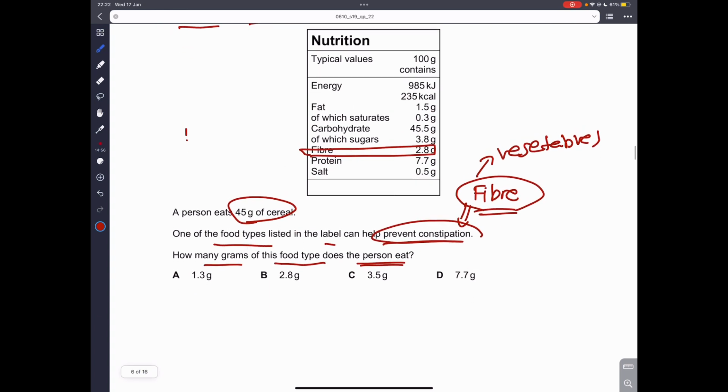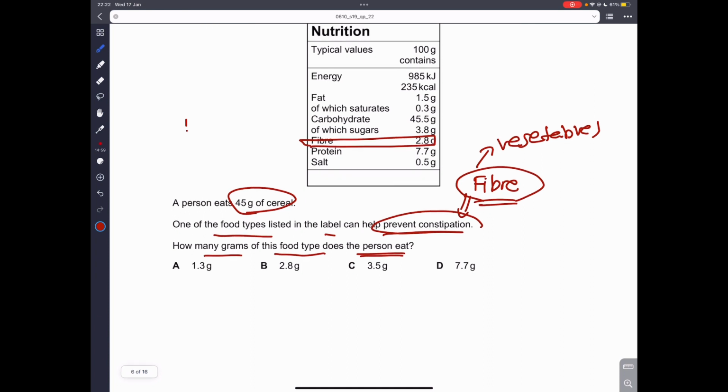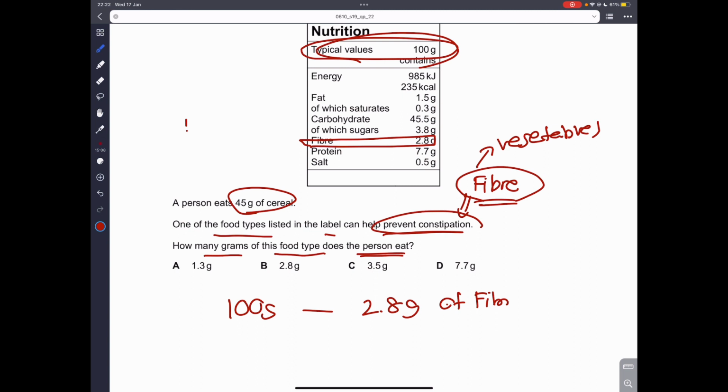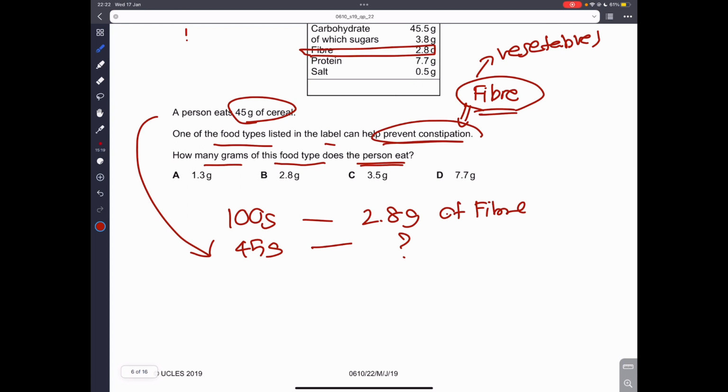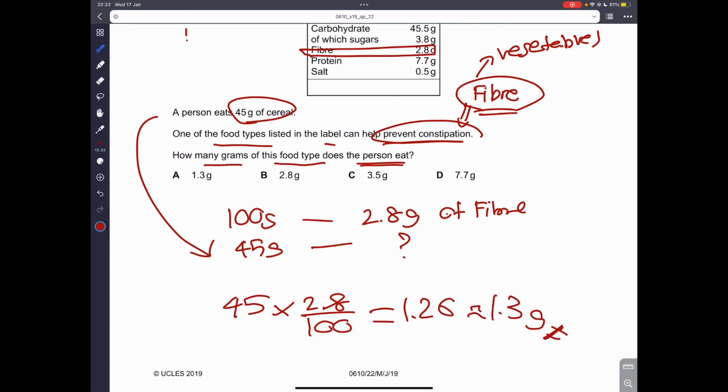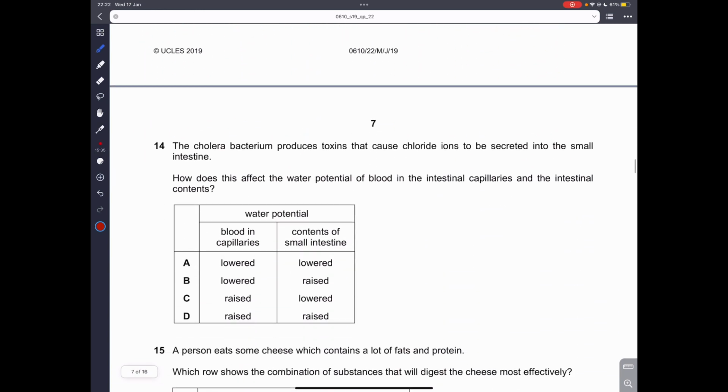And this person eats 45 grams. Now this is the value for 100 grams, right? In 100 grams, there is 2.8 grams of fiber. In 45 grams, which is what the person is eating of the cereal, how many grams does this person eat? Now, this is a very simple ratio question. So 45, right, multiply by 2.8 over 100, and this is 1.26. This is approximately equal to 1.3 grams, so A is definitely the correct answer.